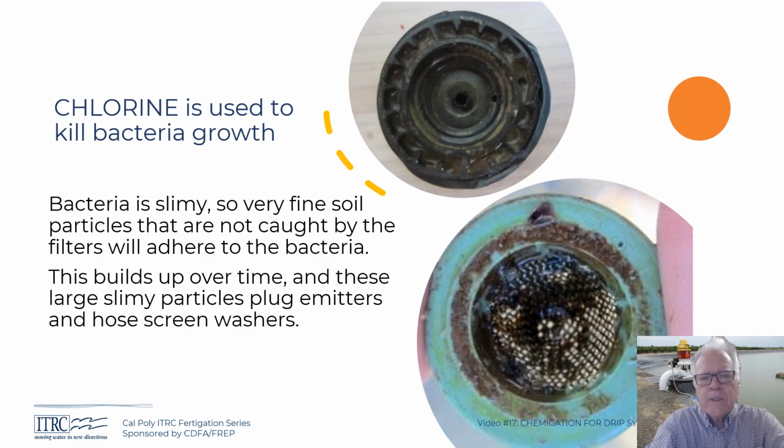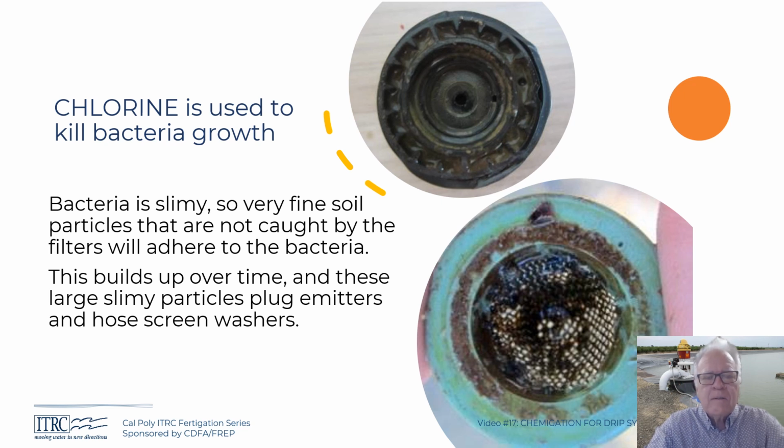Now, chlorine is one of the common chemicals used to kill bacteria growth. If you look, I'm going to shift my head here, you can see the blue container in the background on a reservoir. That's actually an installation where they are using tablets of chlorine, and they're injecting chlorine into the reservoir to help control bacteria. It's going to go into the drip system.